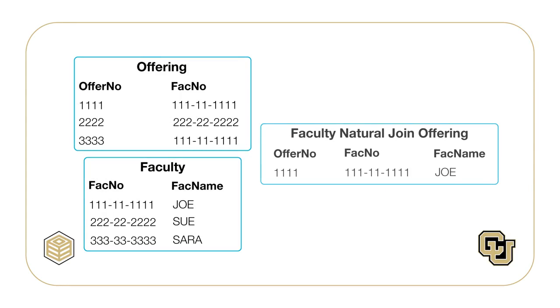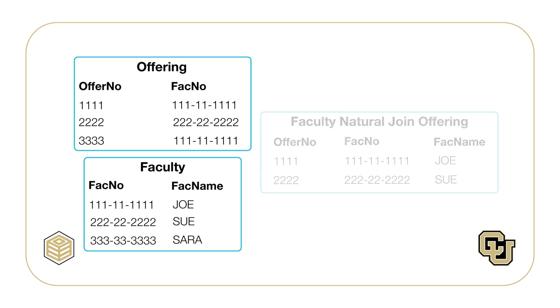Let's move forward on the example to combine rows. The first offering row combines with the first faculty row in the first result row as they have an identical value for faculty number 111-11-1111. In the result, the offer number column comes from the offering table and the faculty name column comes from the faculty table. The faculty number column can come from either table as the faculty number value will always be the same from either table with the requirement for equal values.